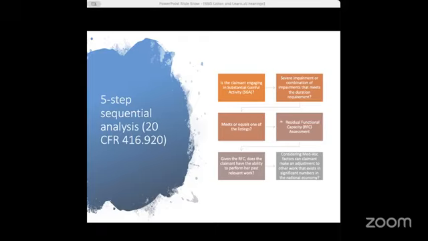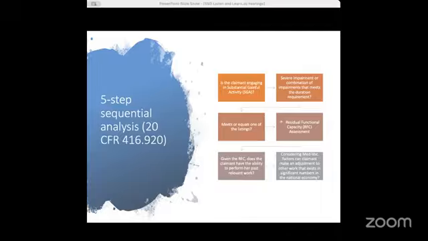So step 2 asks, do you have a severe impairment or combination of impairments that meets Social Security's duration requirement? In this step, they want to make sure that you have a medical diagnosis from an acceptable medical source, like a doctor or a psychologist, that at least minimally affects your ability to engage in work-related activities. And this medical condition must have lasted or be expected to last 12 months or to result in death. If yes, you do have this severe medically determinable impairment, you're going to move on to the next step.